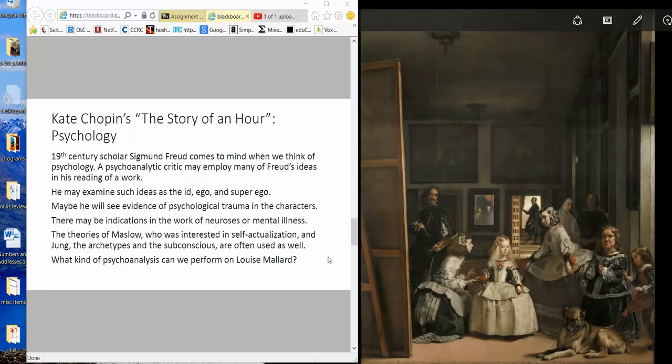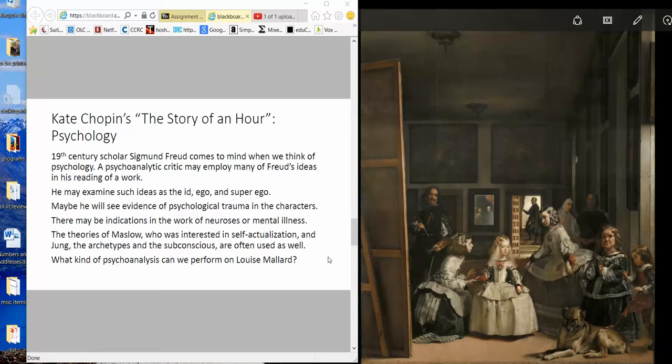Psychological examinations of works of art we often associate with Sigmund Freud. There are other theorists like Maslow, who's interested in self-actualization, how a person becomes whole, and Jung, who looks at the archetypes of the subconscious. We'll look at him later when we look at archetypal theory, so we won't look at him at the moment. We'll just concentrate on Freud. We could look at the story of Kate Chopin, Story of an Hour, and try to identify which of the characters represents the id, which represents the ego, and which the superego.